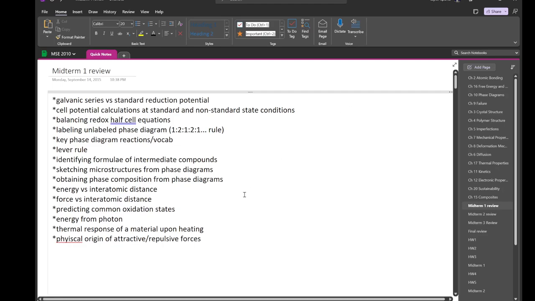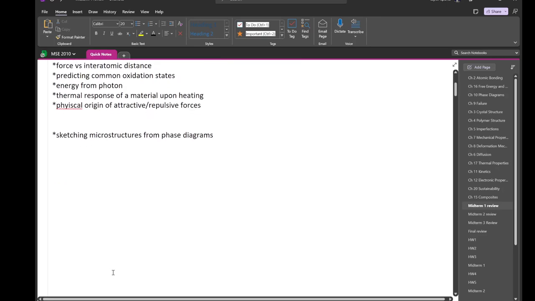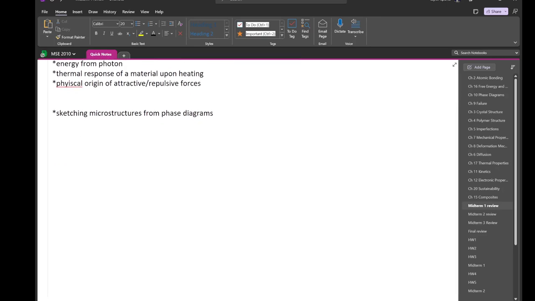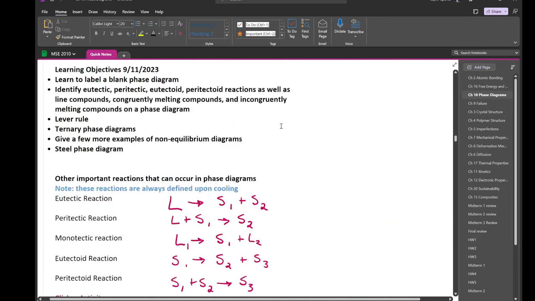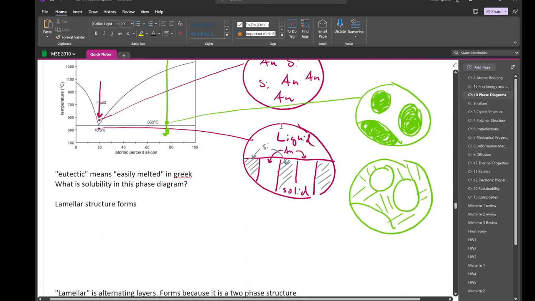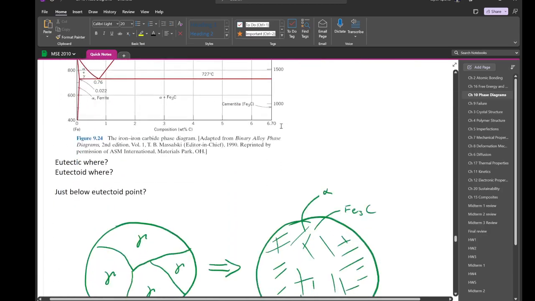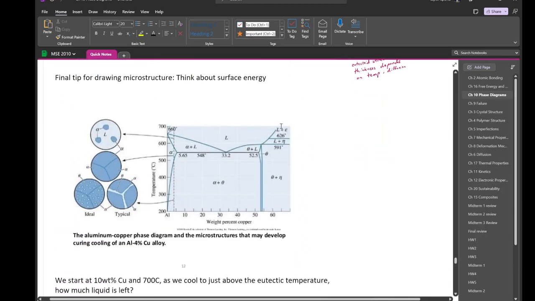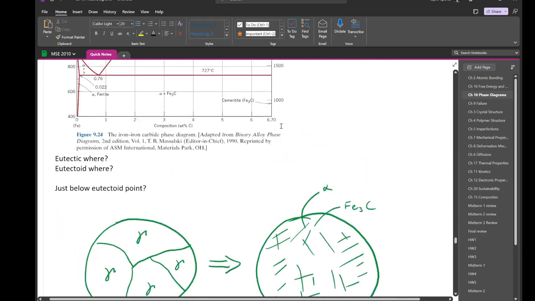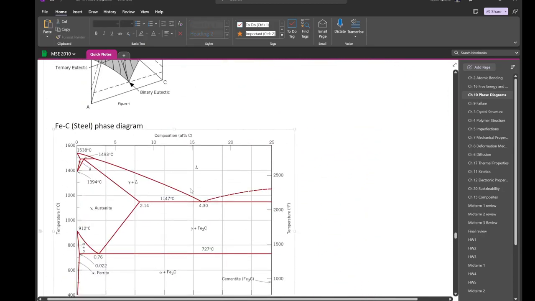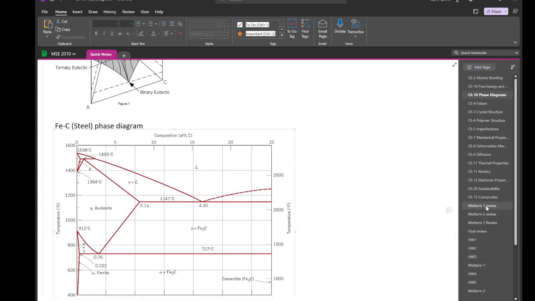Let's start with sketching microstructures then. So to sketch a microstructure from a phase diagram, we need a phase diagram. Let's do the one from class that we were talking about today. Let's go to our phase diagrams and talk about steel. We'll do steel briefly, and then we'll do a precipitate as well. So we'll do that one next. First, let's pull up the phase diagram for steel.